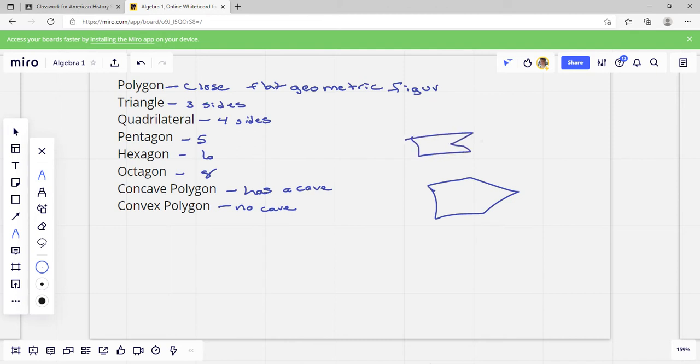So that one would be concave because it has a cave. This one is convex. It could just be a regular square would be convex. Anything without a cave going in. Okay.